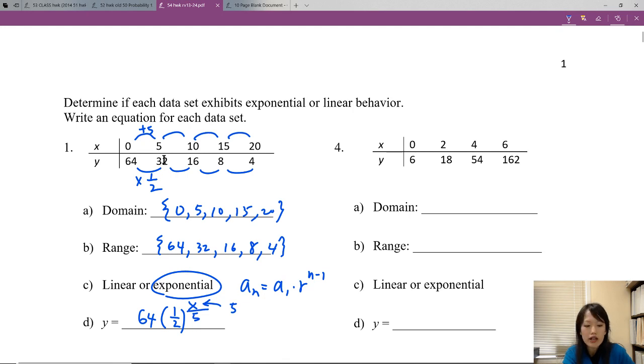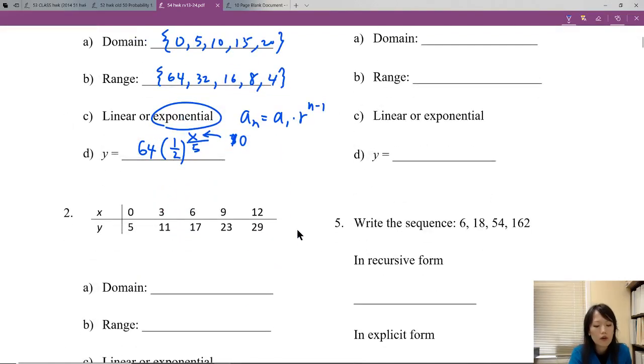That's correct. The next one, when I sub 10, 10 is double of 5. So that becomes half of half, which is 16. So now this is right. Okay, so this is exponential. Let's look at another one. Number 2. So number 2, you've got what situation?